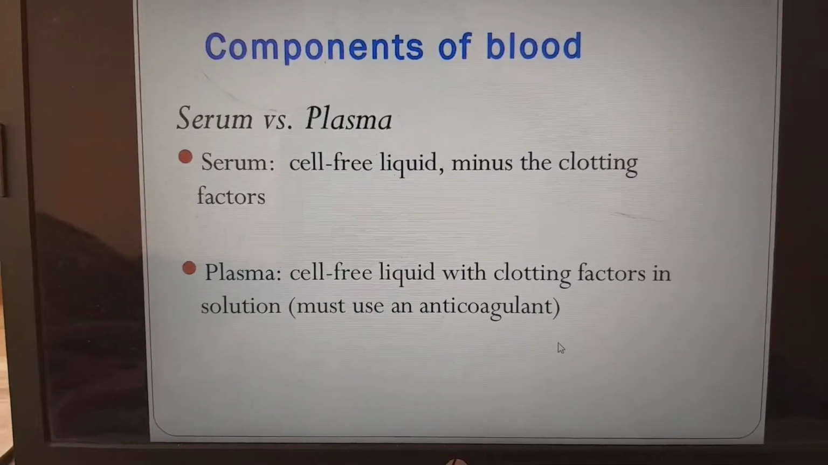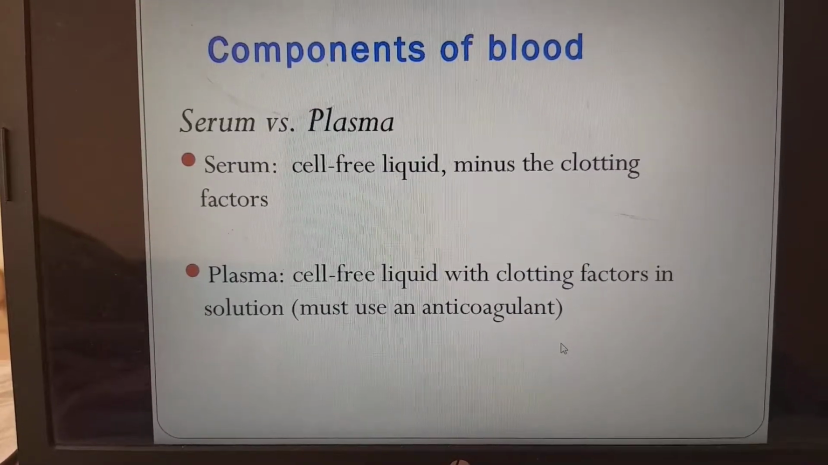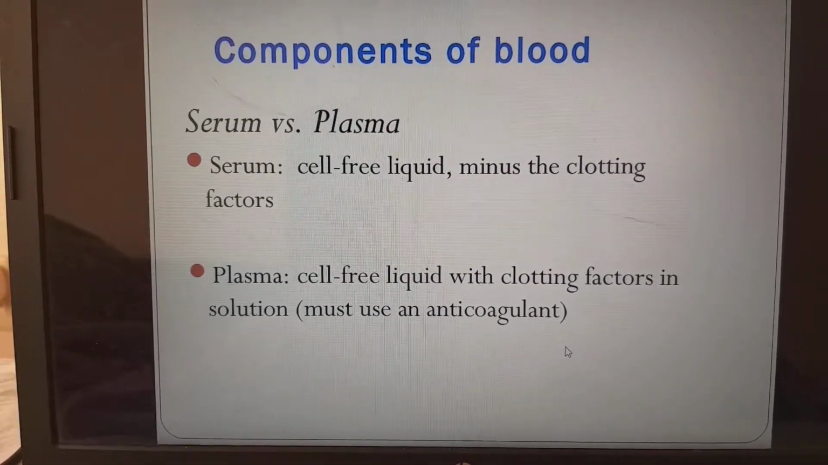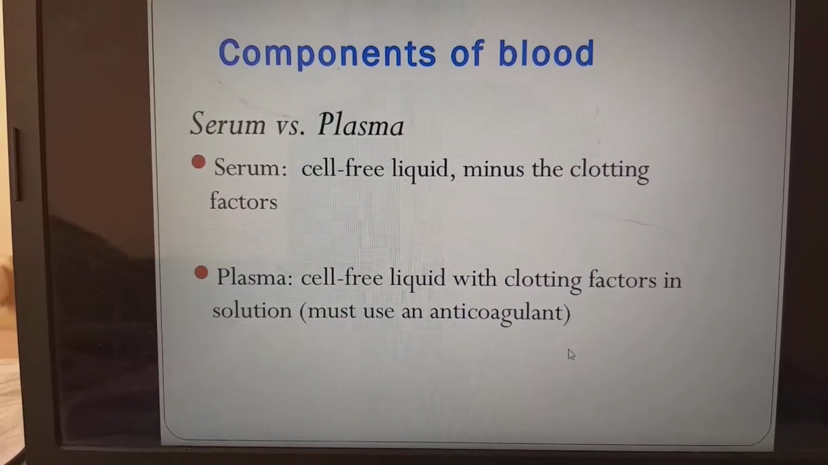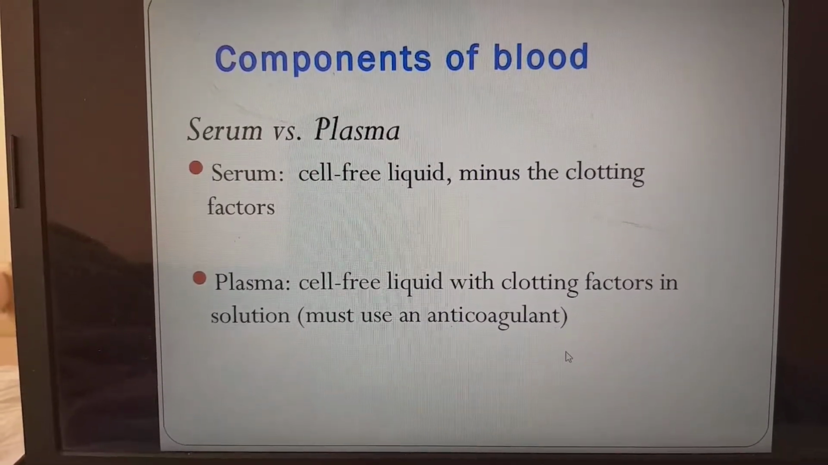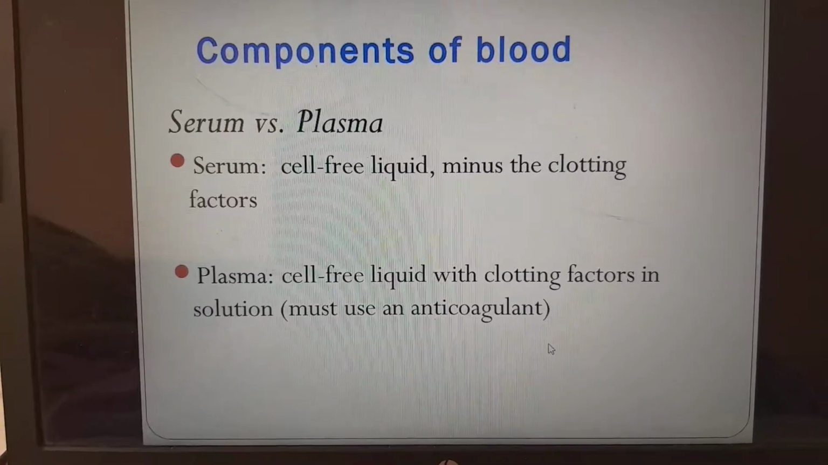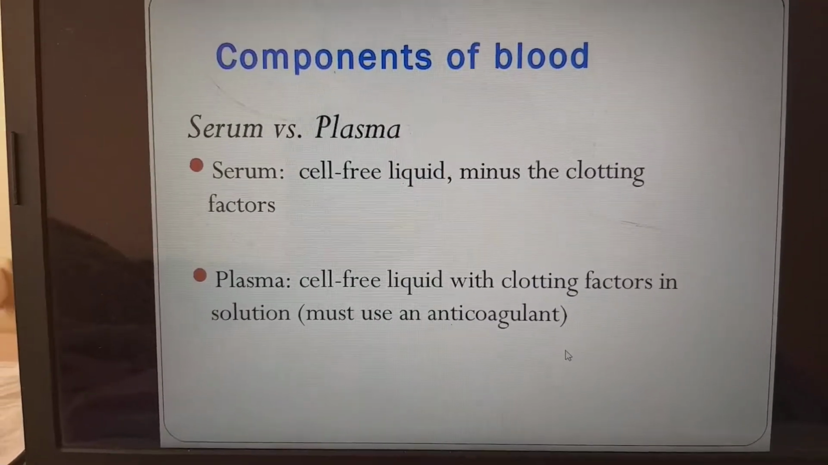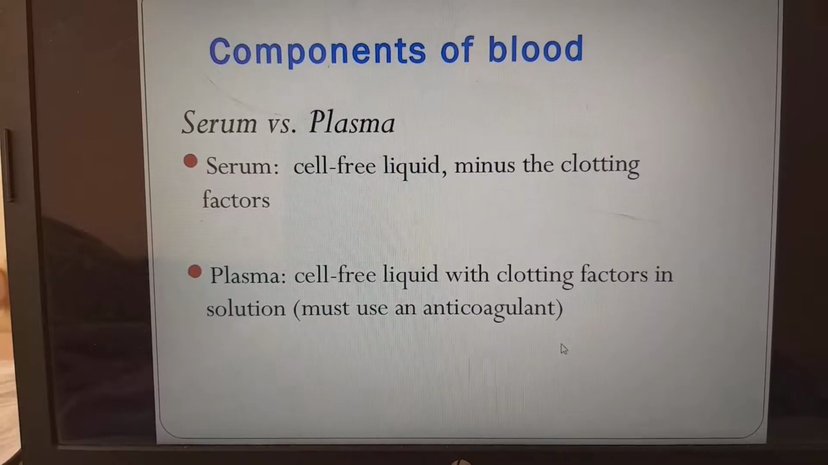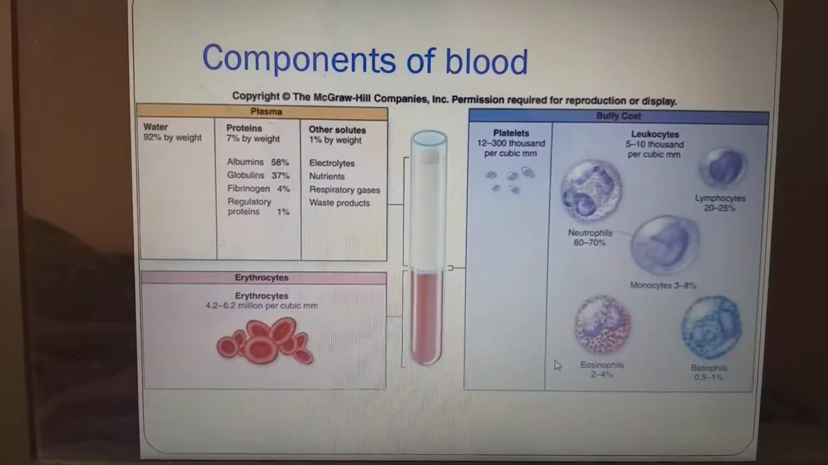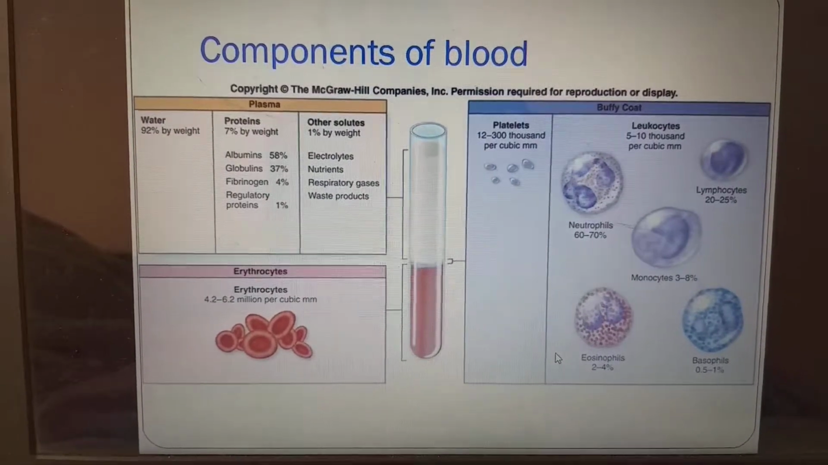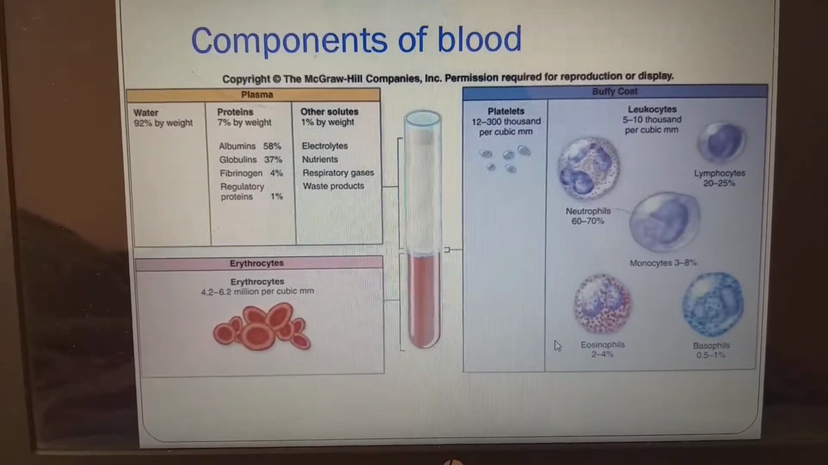Components of the blood: serum versus plasma. What is serum? The cell-free liquid minus the clotting factors, we call it serum. Plasma is the cell-free liquid with clotting factors, we call it plasma. When the liquid has clotting factors, we call it plasma. When the liquid component of the blood lacks the clotting factors, we call it serum. So this is again the picture of the components of the blood we have seen previously.